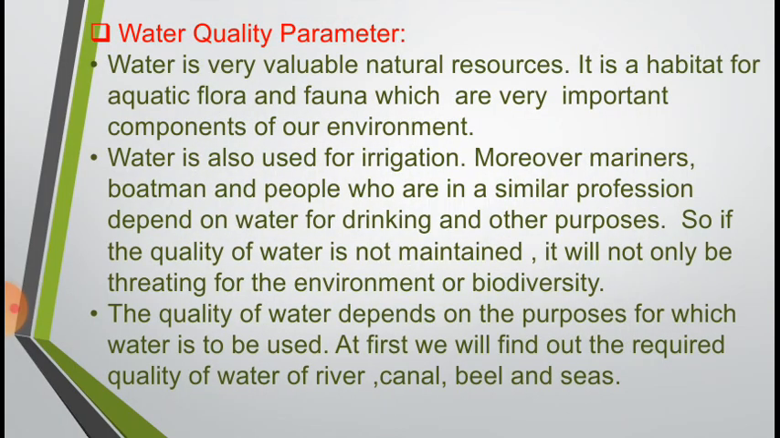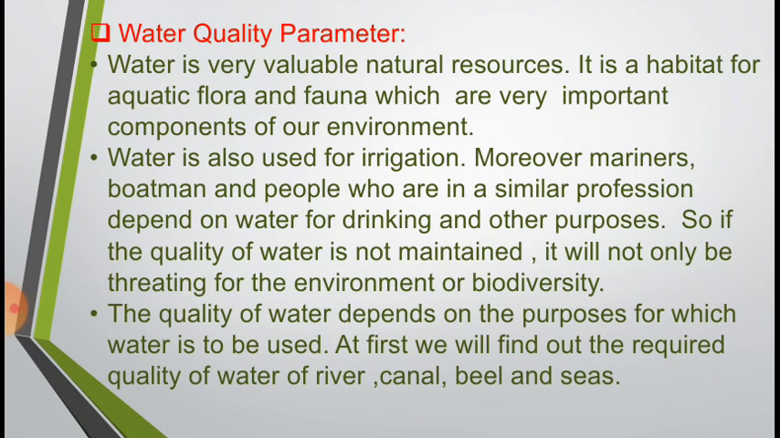Water quality parameter. Water is a very valuable natural resource. It is a habitat for aquatic flora and fauna, which are very important components of our environment. Water is also used for irrigation. Moreover, mariners, boatmen, and people in similar professions depend on water for drinking and other purposes. So, if the quality of water is not maintained, it will be threatening not only for the environment or biodiversity.